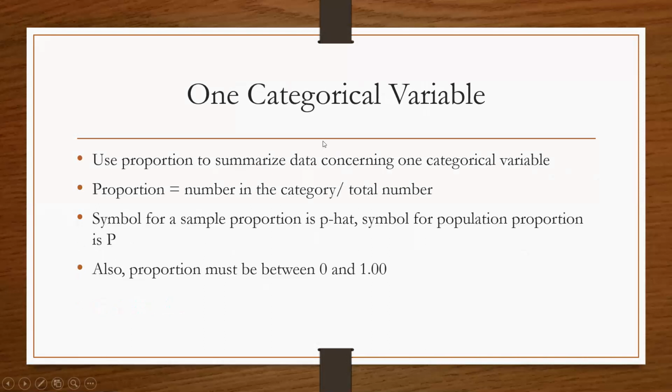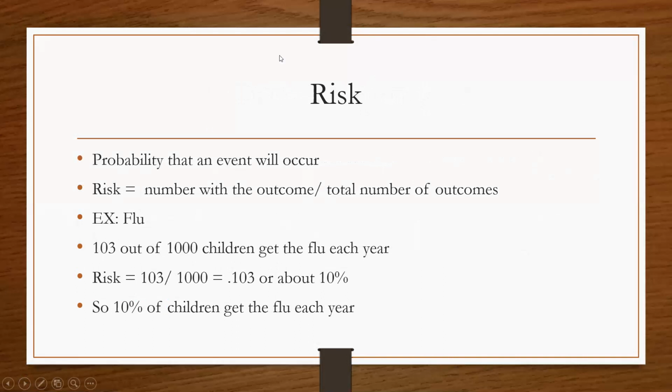One categorical variable. Use proportion to summarize data concerning this. Proportion is simply the number in the category divided by the total number. The symbol is p hat, all that stuff. Their proportion also has to be between 0 and 1. So risk. I know this was an issue that a lot of people had.